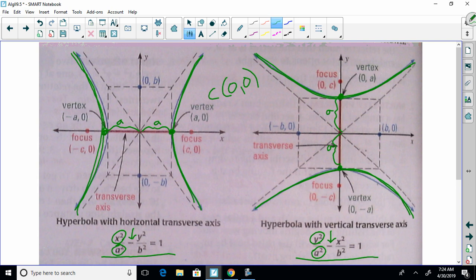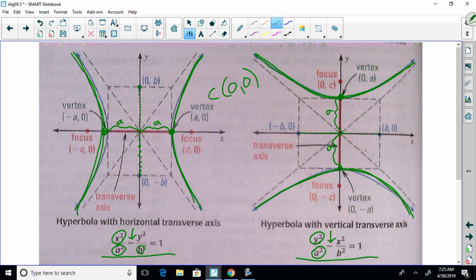Letter B. B is the distance from the center to this point you see here on the dotted rectangle. In the right-hand diagram, this is letter B. And that's needed when we actually draw a hyperbola from its equation. You'll see that in our first example when we get there.